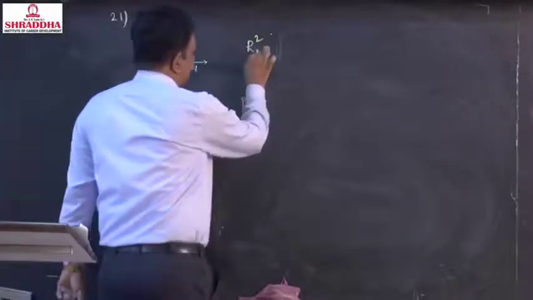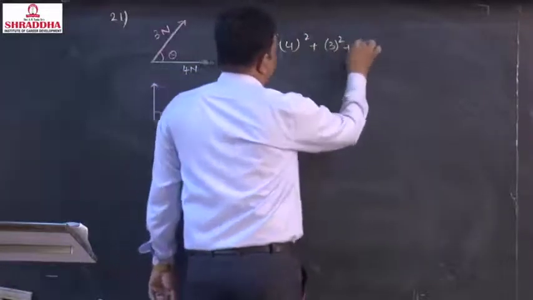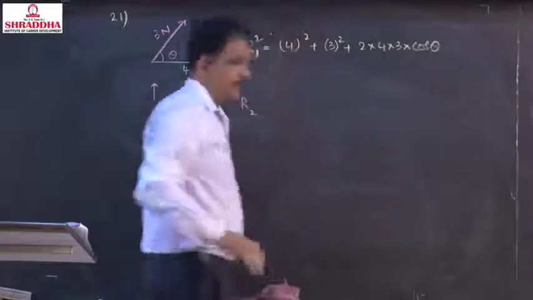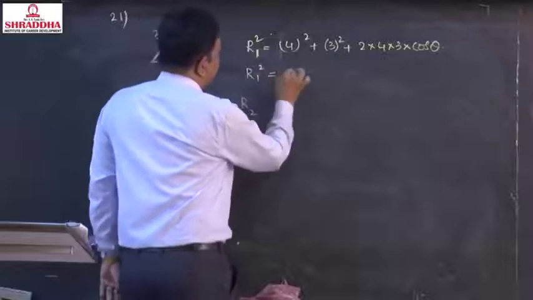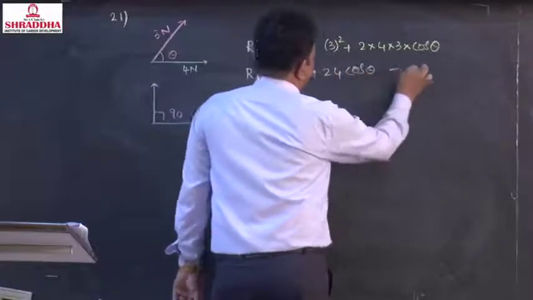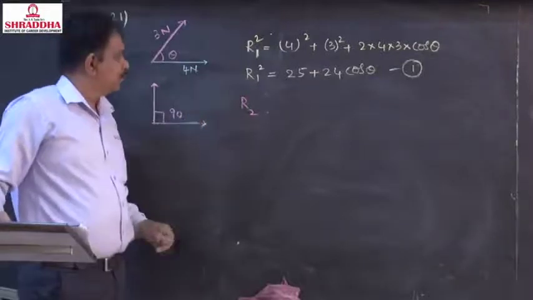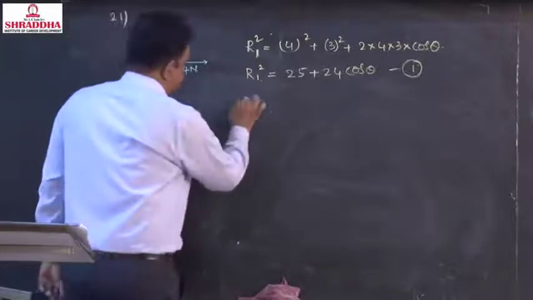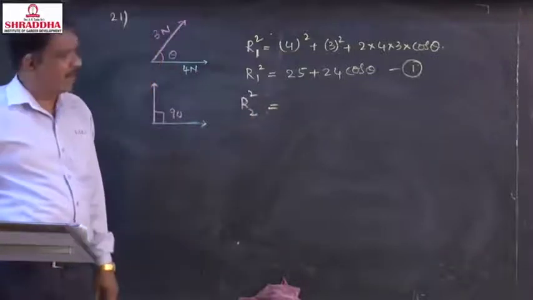4 square plus 3 square plus 2 into 4 into 3 into cos theta. So this value R1 square is equal to 25 plus 24 cos theta. Let it be equation 1. Okay. Now these two are perpendicular. When these two are perpendicular, let the resultant be R2.